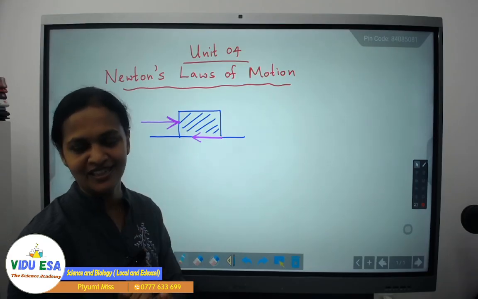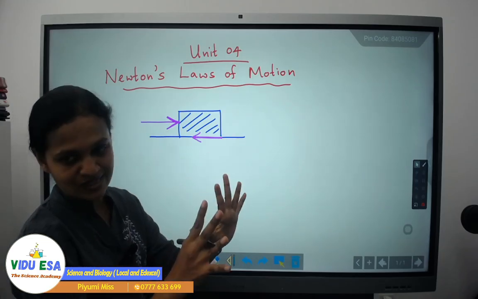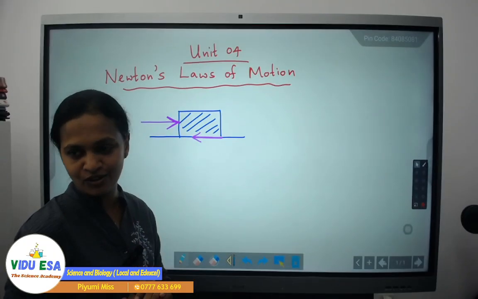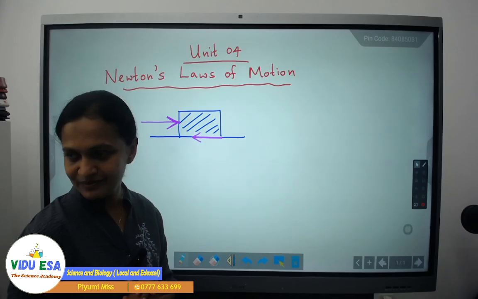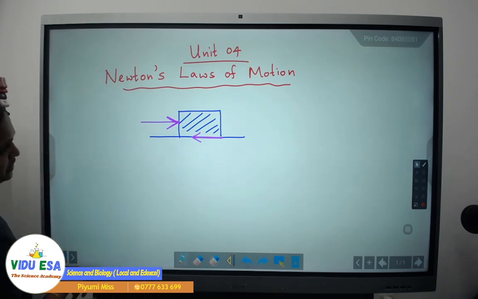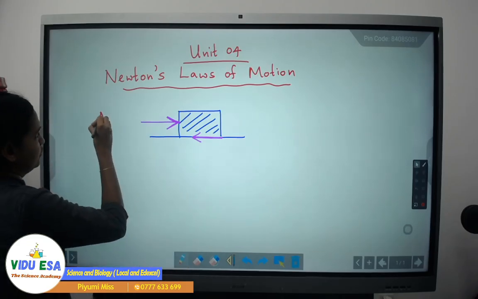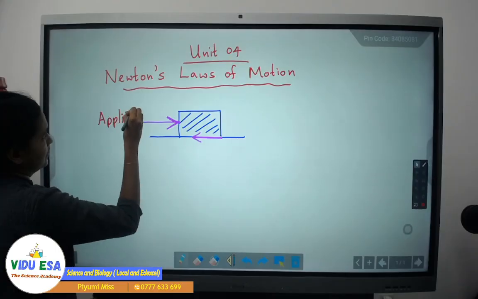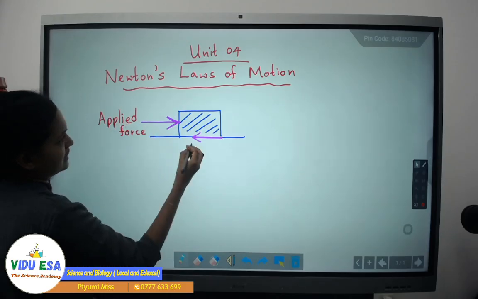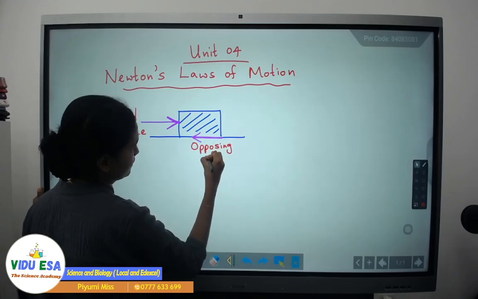In the fifth unit, we learned this opposing force as friction, right? In order to move this one, we have to apply a force greater than this opposing force. I will mention more about these in friction. So here I will say that this is the applied force, the force applied by me. Then here this is the opposing force.